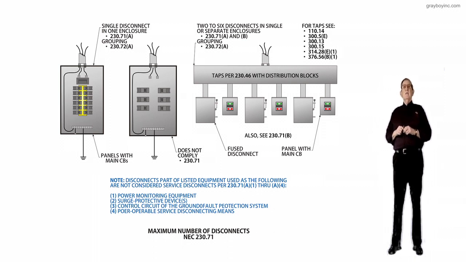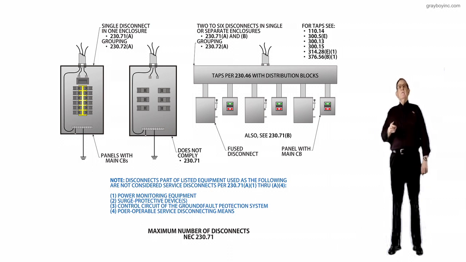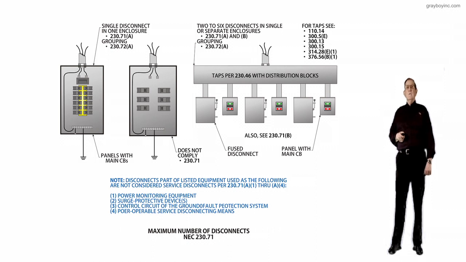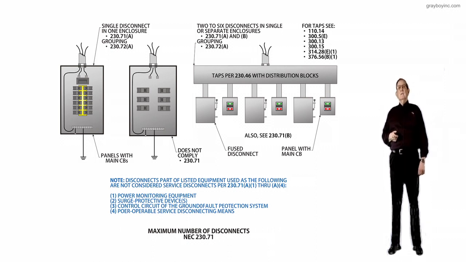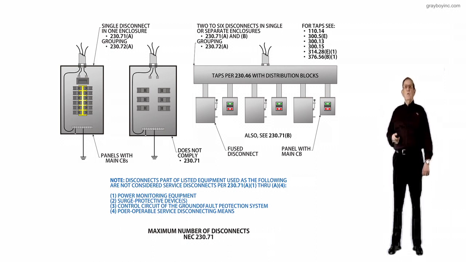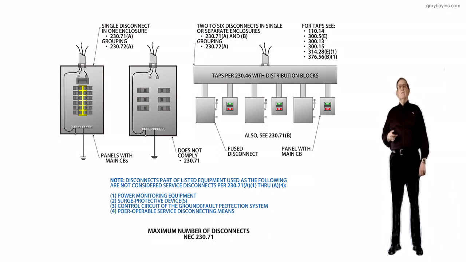And this change, let's look at it. First, I'd like to call out a single disconnect in one enclosure, 230.71(A), 230.72(A). Then I could have this one main has as many mains as I needed here in a coordinates. Now, and again, that depends on 408.36 as you look at it.